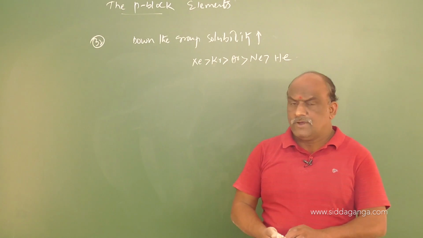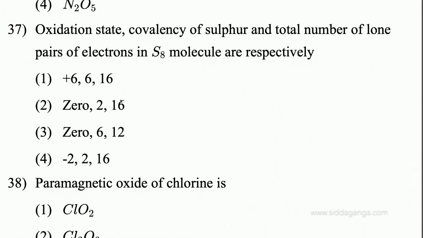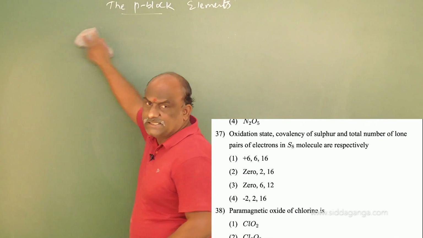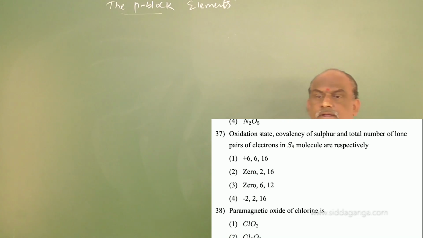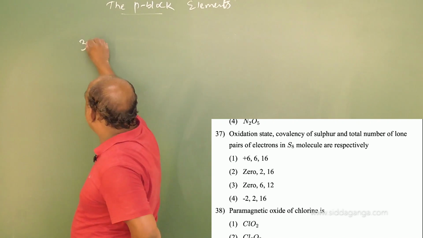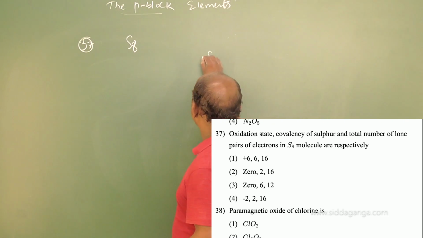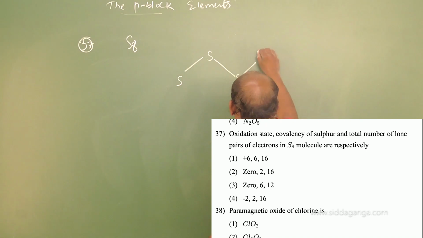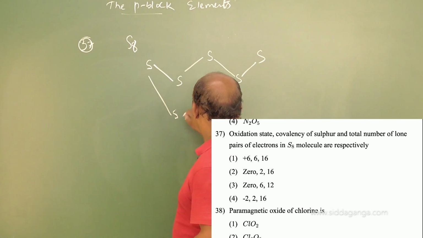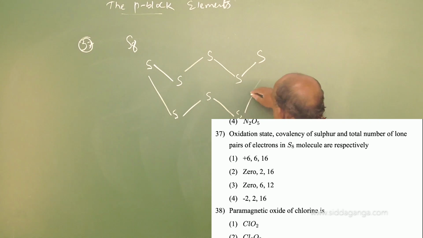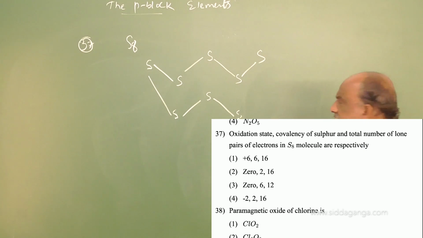Next one is question number 35, 37. So next, question 37. This is a very important question: the oxidation state, covalency of sulfur, and the total number of lone pairs of electrons in an S8 molecule are, respectively. We have to find the oxidation state, the covalency, and the number of lone pairs in S8. S8 is a crown-shaped ring, like this. This will be the geometry of S8. Sulfur is an example of an octaatomic molecule.